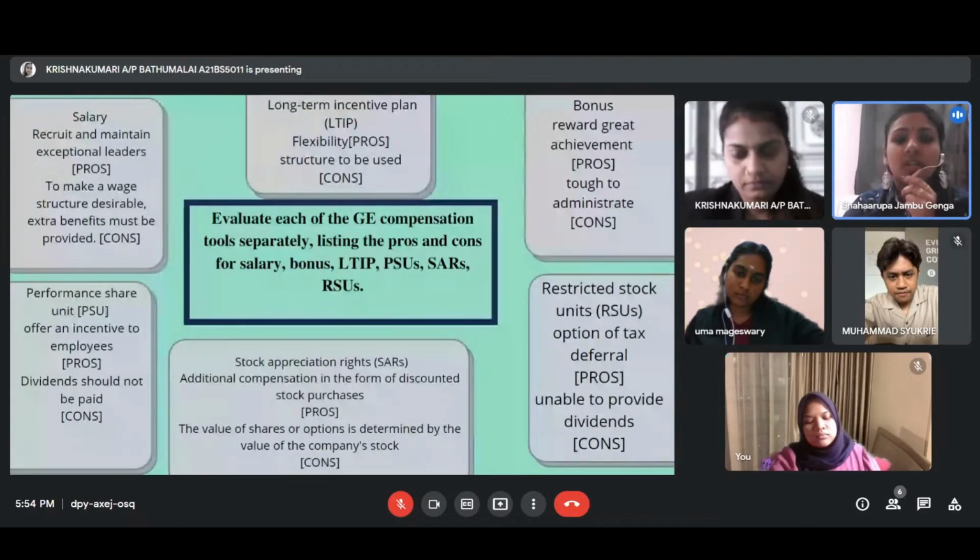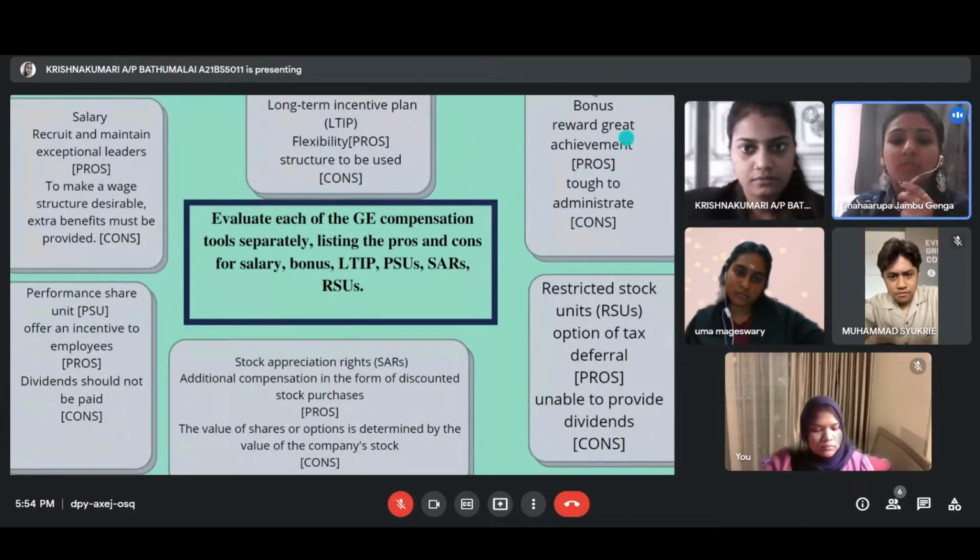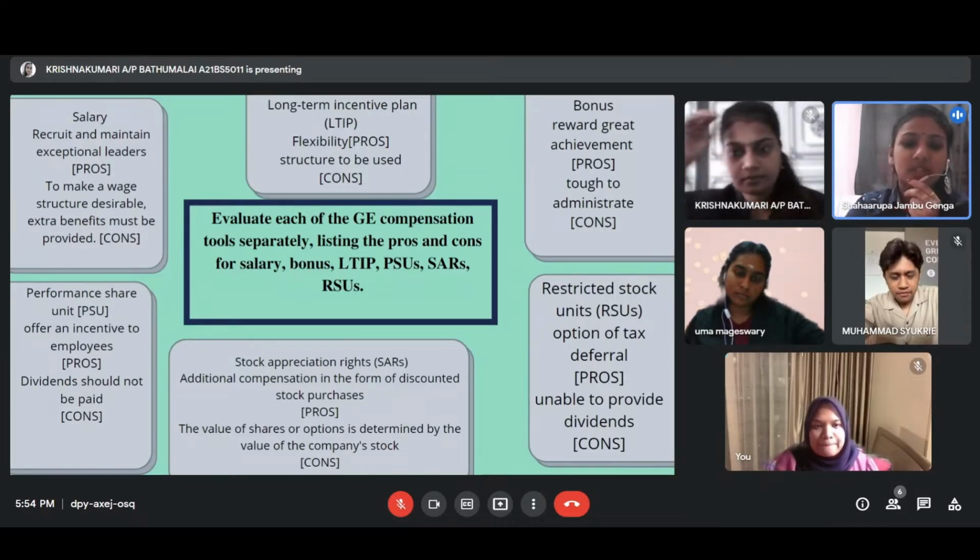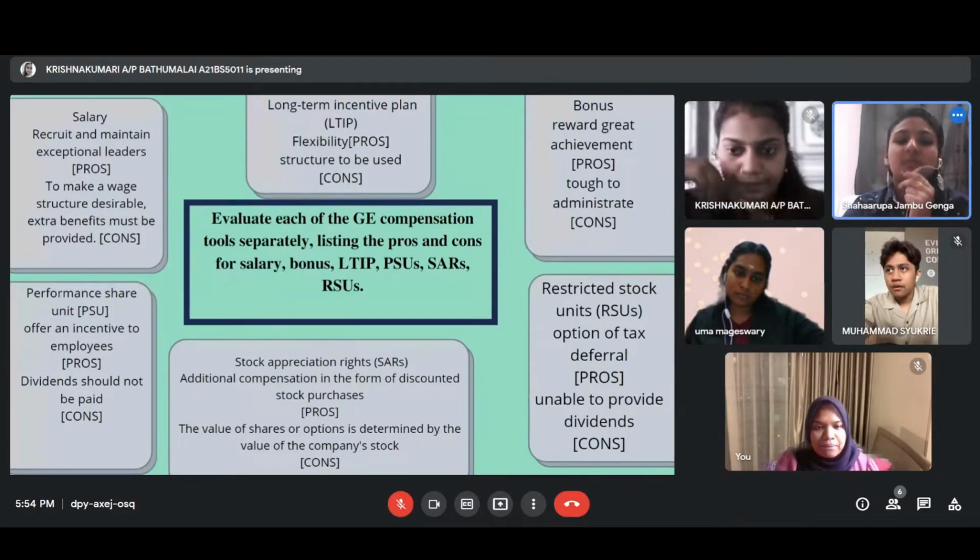The cons is that to make a wage structure desirable, extra benefits must be provided. The second one is bonus, an additional payment or monetary component given as a reward for performing well at work. The employee's compensation is generally accompanied with a bonus. It is an expression of the organization's gratitude to its personnel. GE provided a pay for continuous performance throughout the year and a bonus in February for the previous year's performance, based on an appraisal of each executive's individual success.